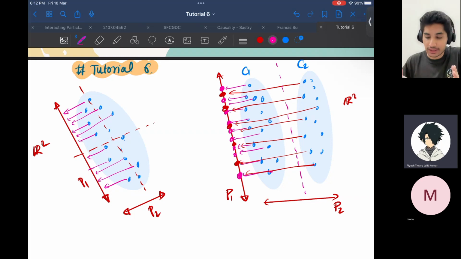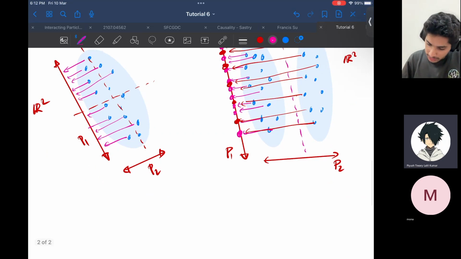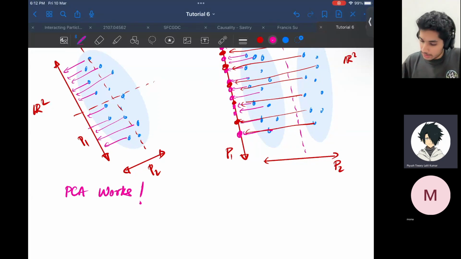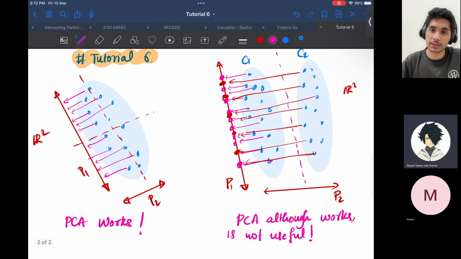Having said this, this was just an example where PCA fails. So let me just write it down. The earlier example was one where PCA works. But this is an example where PCA, although it works, is not useful. Why is it not useful? Because I have lost the discriminative features, that discriminative summary from my data set that I originally had.